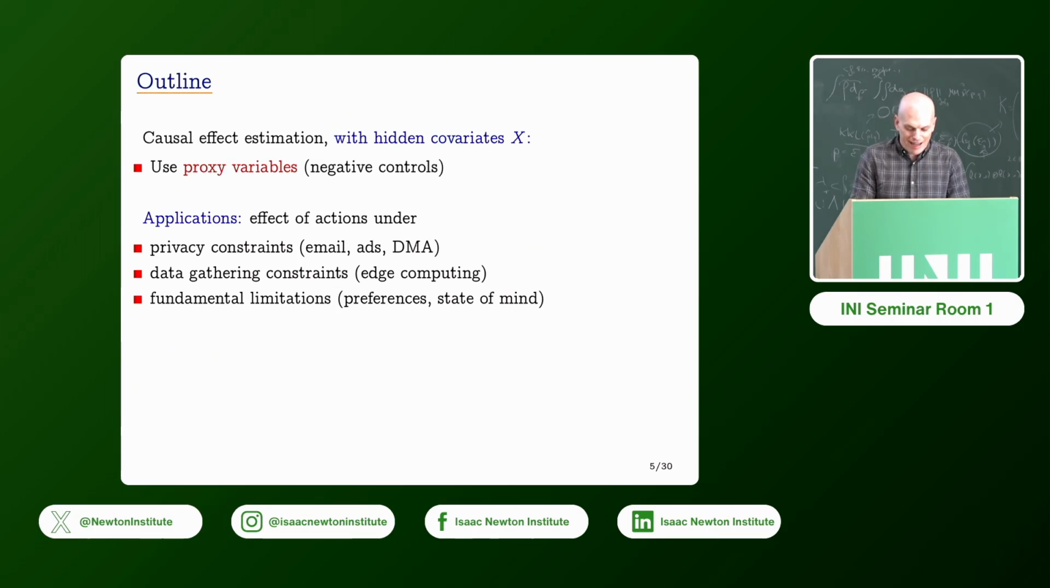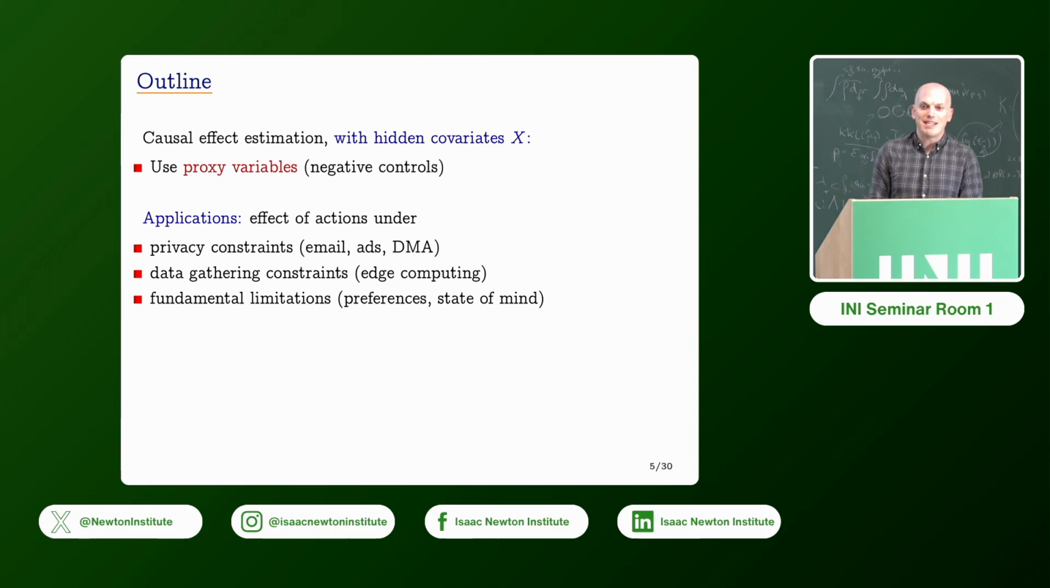So we are going to do causal effect estimation with hidden covariates. We are going to do it using some noisy incomplete information, or some noisy information, I should say, about this hidden X. And this noisy information is going to be called a proxy variable. Okay, so I will introduce exactly what I mean by this in the talk.